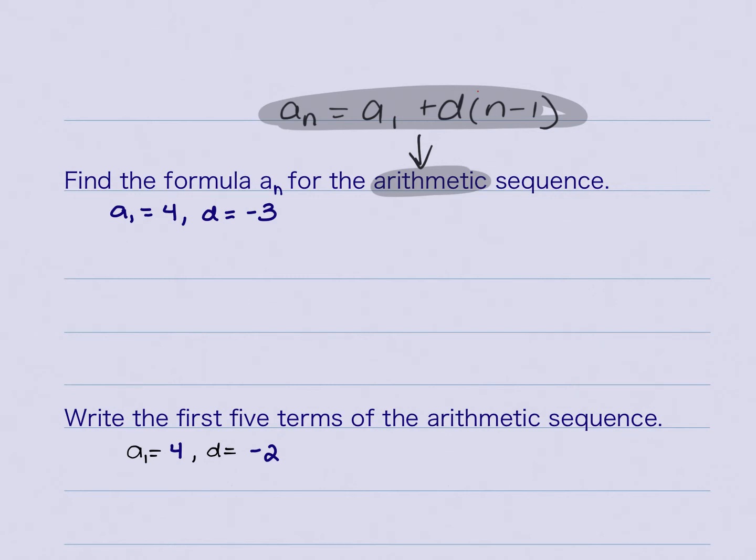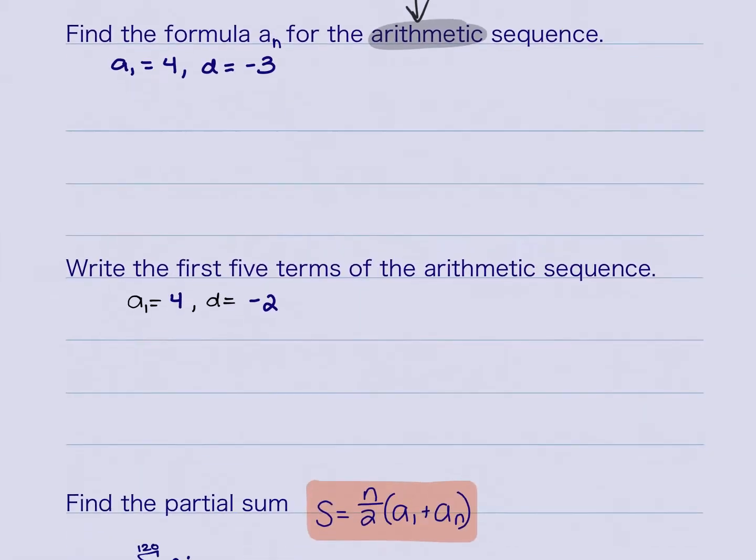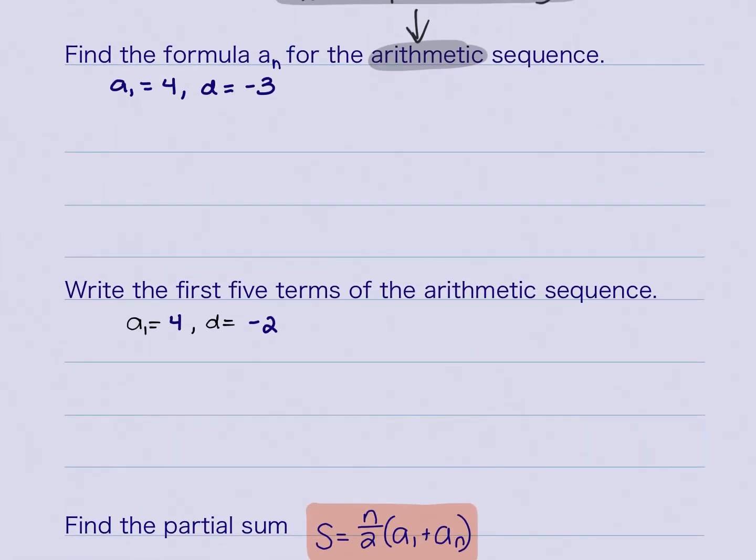Okay. Then first 5 terms, I would take that 4 and just keep subtracting 2. So just be careful there. Make sure you include 4 as part of your terms.